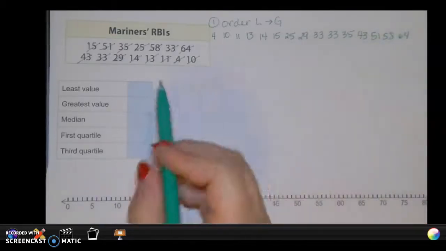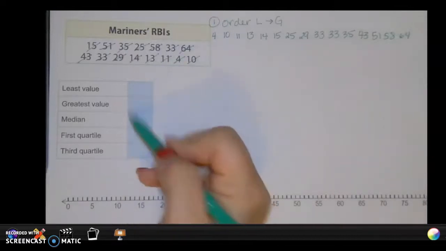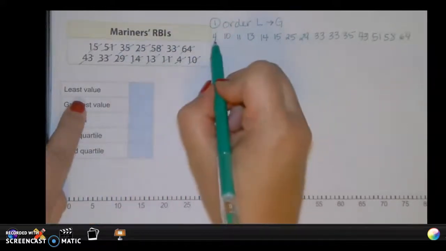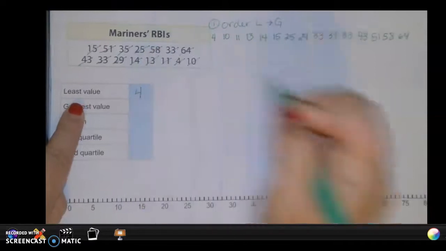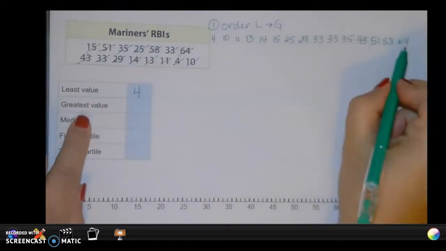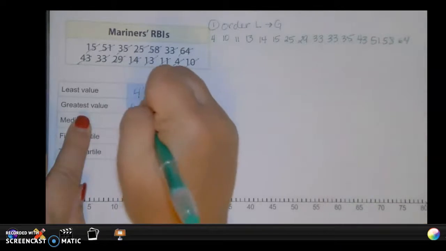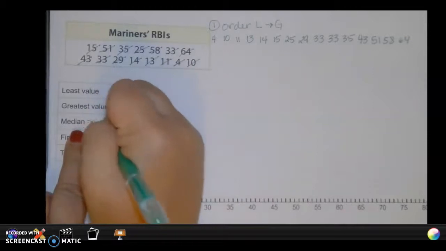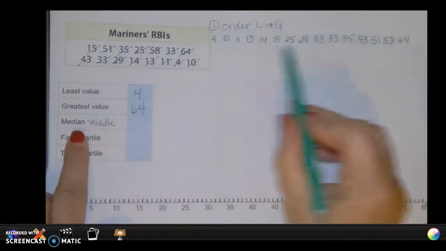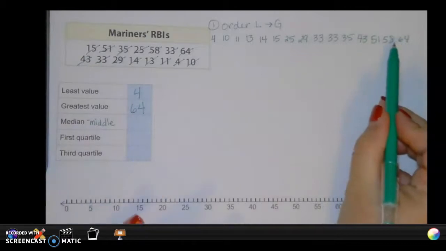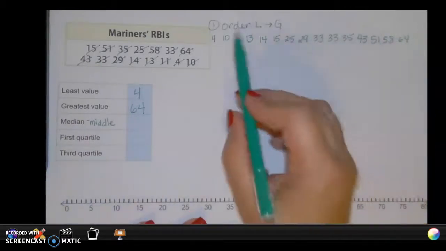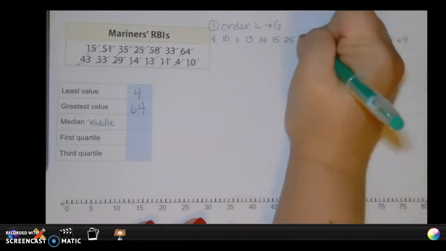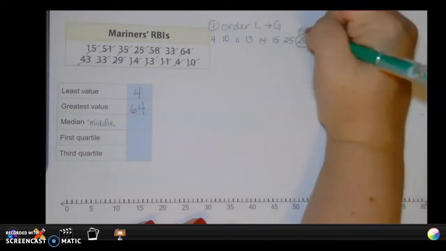All right, so I'm going to fill out this chart here. This is going to help me create my box and whisker. My least value is going to be 4. My greatest value is 64. My median, which means the middle: if I have 15 numbers here, I know the middle is going to be my 8th number. So 1, 2, 3, 4, 5, 6, 7, 8 should be my median.